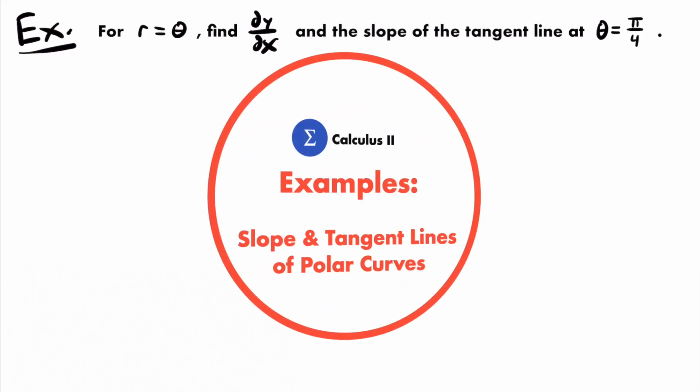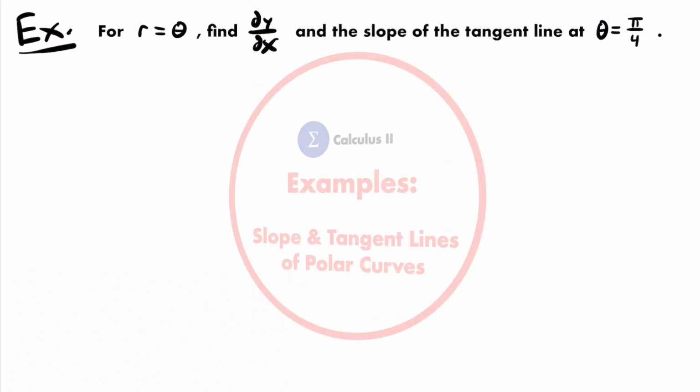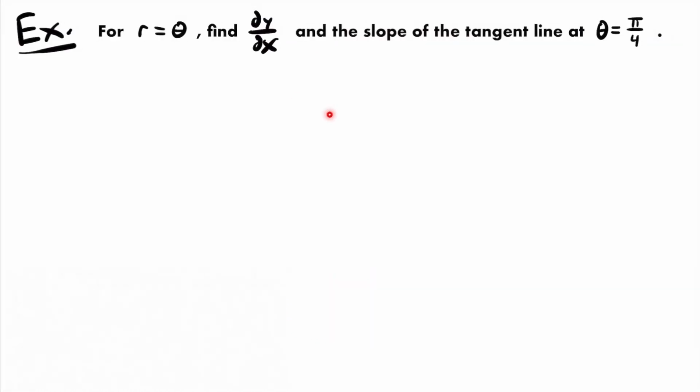Welcome back. In this video, we're going to look at examples of finding slope and special types of tangent lines for polar curves. Let's get to it. All right, so here's our first example.